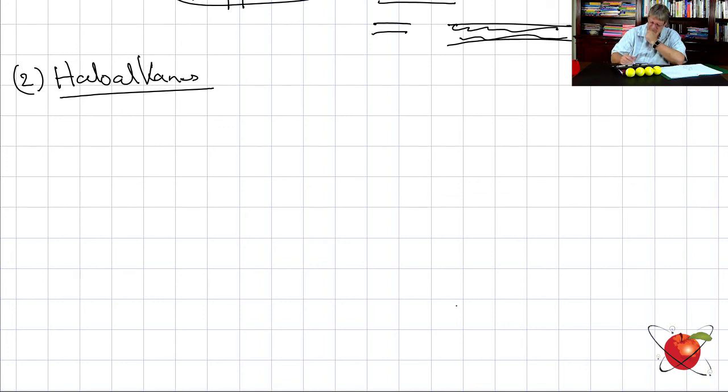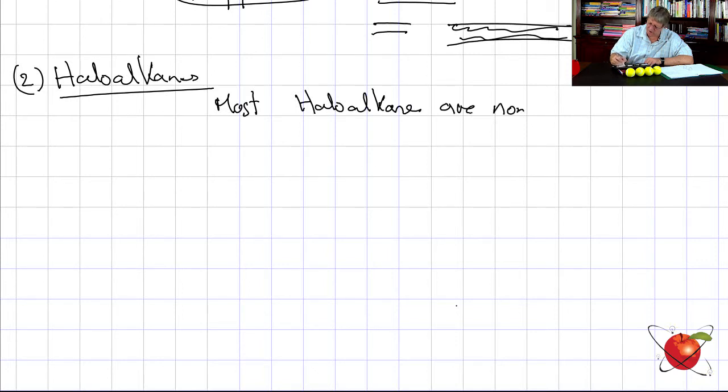But some, okay, most haloalkanes are non-polar. Why? Let's have a look and just give ourselves an idea.